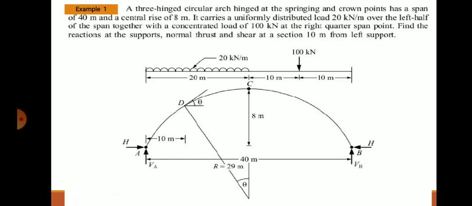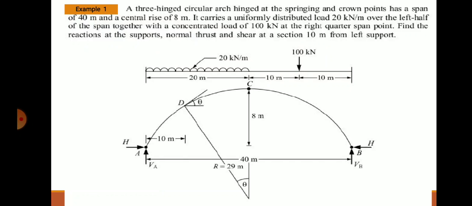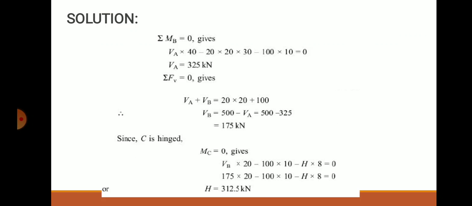So, this is one simple problem which we solved in the previous session, that is an arch of span 40 meter, with UDL in the first half span and a point load at the central portion of the right half span. Initially we solved using the moment equation sigma MB = 0, taking moment about point B: VA into 40 minus 20 into 20 into 30 and 100 into 10. See here, W into L into L by 2 and 100 into 10, we calculated support reaction VA. Then using equilibrium equation sigma V = 0, we found out VB.